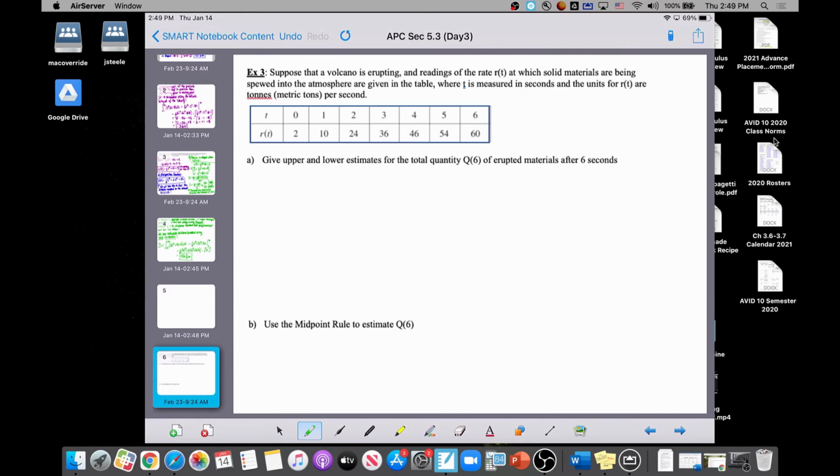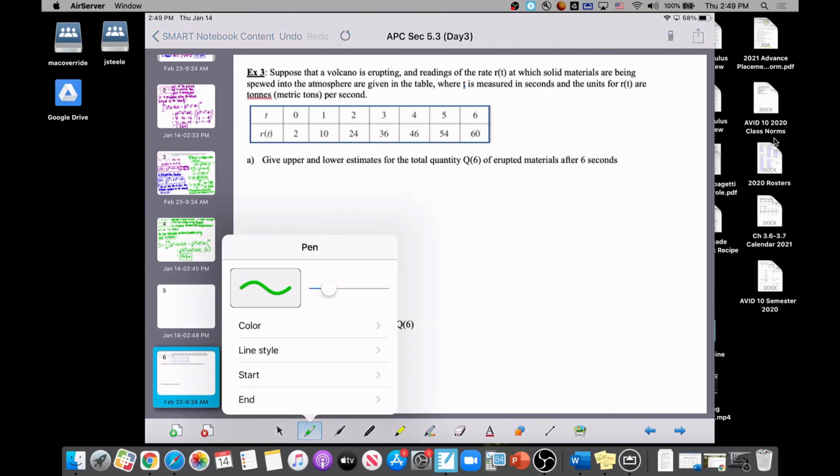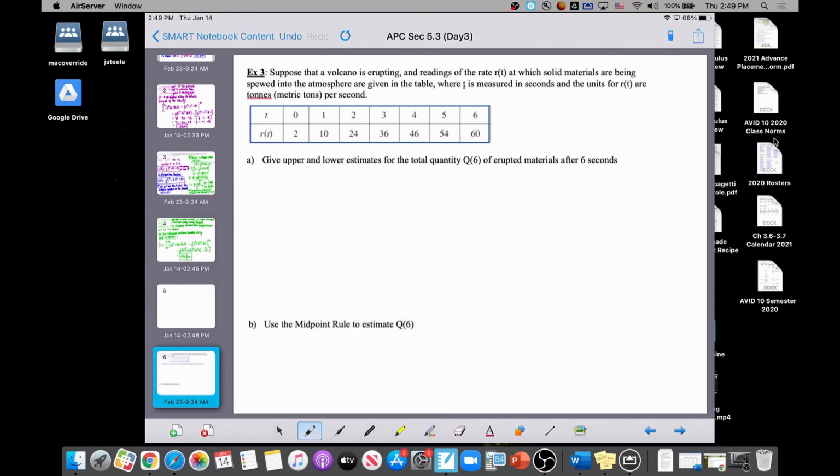Okay, so since we have a table of values, basically this exercise is going to take us back to finding the area under the curve using rectangles, because we don't have a function to work with. All we have is a table of data. So the first thing I'm going to do is make two different graphs, the same graph twice basically, but one of them I am going to use to find my upper estimate, and the other graph I am going to use to find my lower estimate.